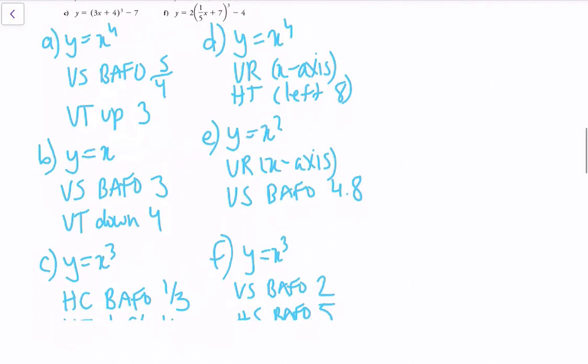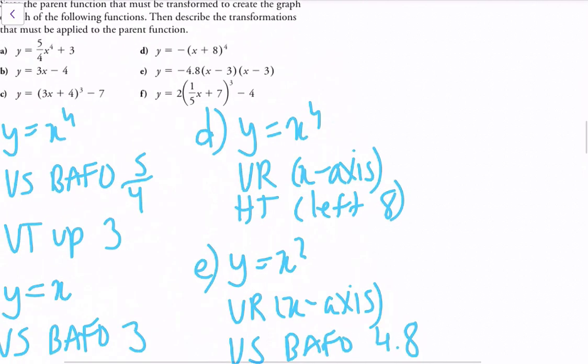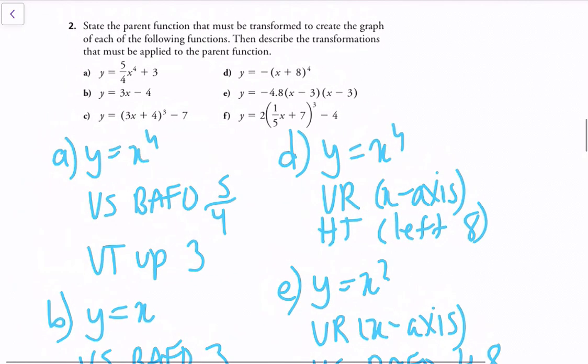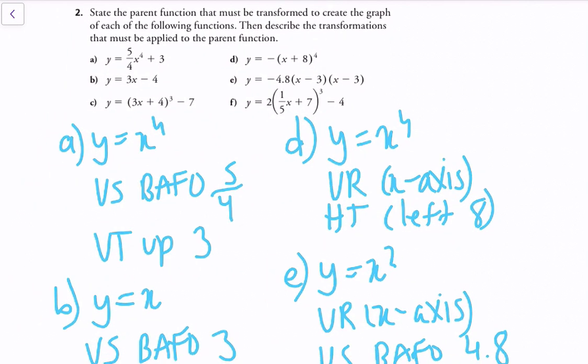Okay, so let's go to example 2. It says state the parent function that must be transformed to create the graph of each of the following functions. Then describe the transformations that must be applied to the parent function. Okay, so for A, we have the parent function being y equals x to the 4, quartic function, vertical stretch by a factor of 5 over 4, and a vertical translation up 3.